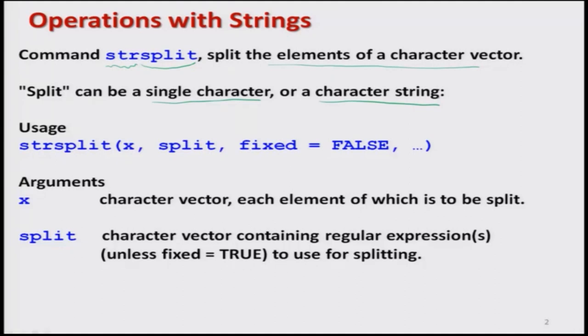The syntax for using the strsplit command is that we write it all in small letters, strsplit, then inside the arguments we give the variable x, the string which we want to split, then split, and then we have another option, fixed. But if you want more information on strsplit, please go to the help menu and type help on the R console and then strsplit, and you will get more information. Here I will show you certain examples and illustrate how these operations can be done.